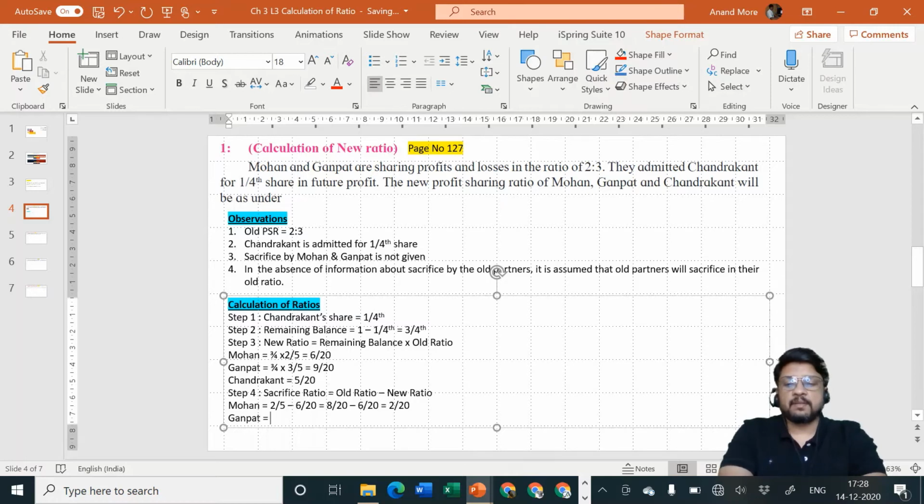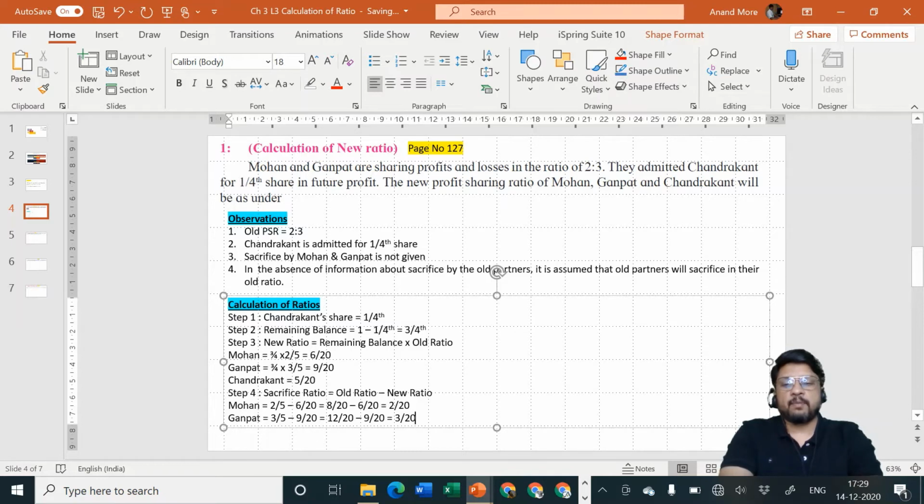Next one, Ganpat. For Ganpat it is old ratio was 3 by 5 minus his new ratio is 9 by 20. So the first one will be multiplied by 4, that comes to 12 by 20 minus 9 by 20, that goes to 3 by 20.